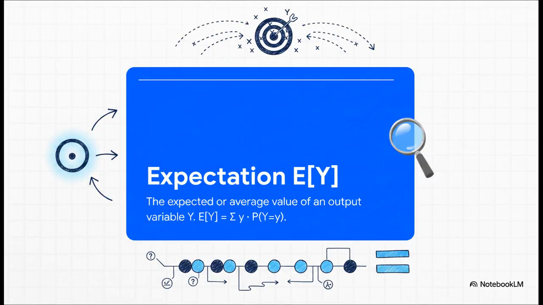Okay, let's switch gears to making predictions. The expectation is basically the average value we'd expect to see for our output if we ran our experiment over and over and over again. Now, it's not just a simple average, it's a weighted average. We calculate it by taking each possible output value y, multiplying it by its own probability, and then summing up all those little pieces. It gives us a single number that's our best guess for the long-term average.